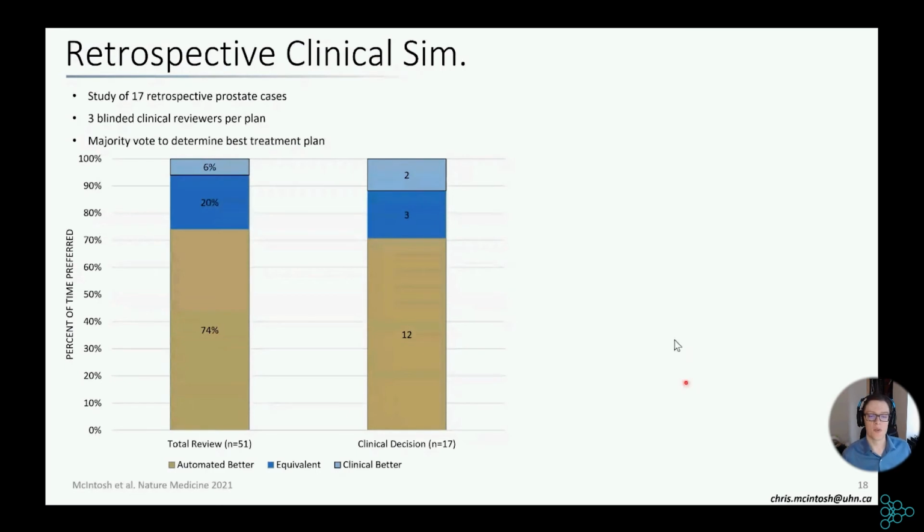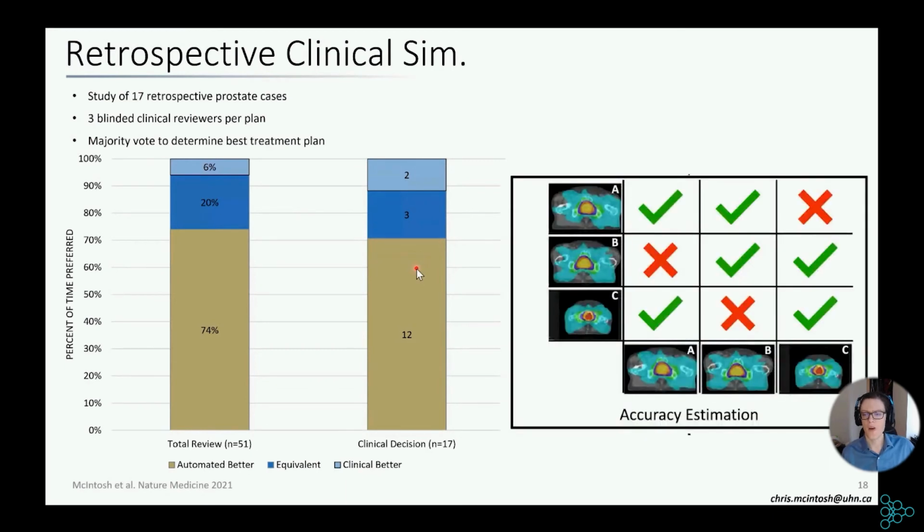And what we actually observed was that the automated plans were better for 12 out of 17 of those cases, equivalent for 3, and worse for 2. So overall, in the majority of cases, the AI was equivalent or better, and better in about 70%. So how does that work? Given that we trained the AI at Princess Margaret, how does it then beat data at Princess Margaret? And so part of the reason for that really comes down to we have a bit of a built-in outlier detection.